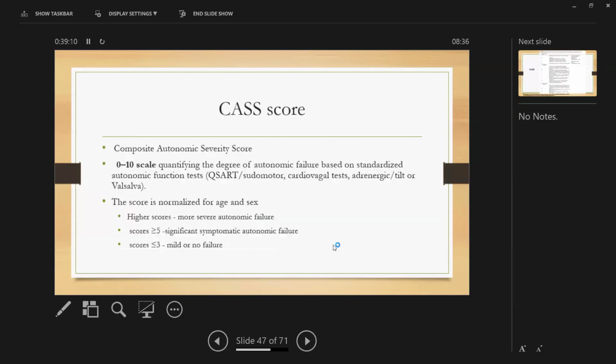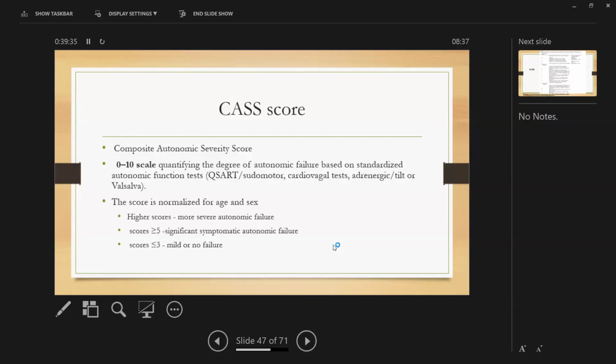So these are the main tests, as I told. We have seen the tests for the adrenergic system, the parasympathetic system, and the sudomotor function. From these, they have formed a score called the Composite Autonomic Severity Score, on a scale of 0 to 10, quantifying the degree of autonomic failure. It is based on the tests we saw until now, and the score ranges from 0 to 10.